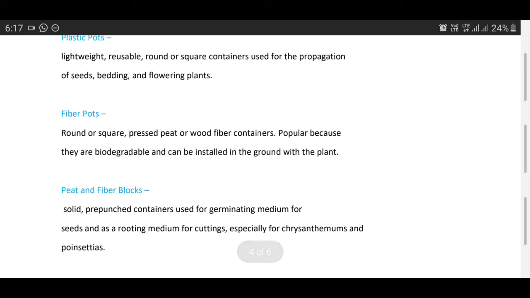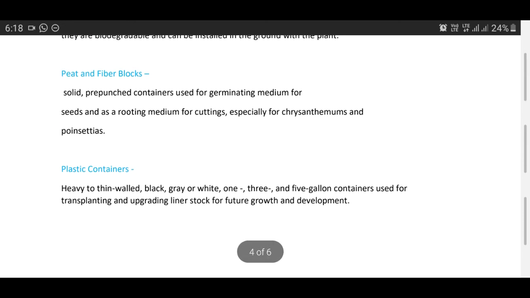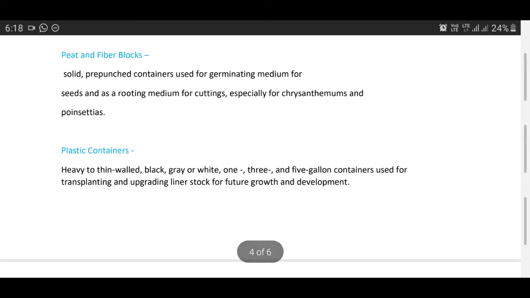Fiber pots: round or square, pressed peat or wood fiber containers, popular because they are biodegradable and can be installed in the ground with the plant. P10 fiber blocks: solid pre-punched containers used as a germinating medium for seeds and as a rooting medium for cuttings, especially for chrysanthemums and poinsettias.